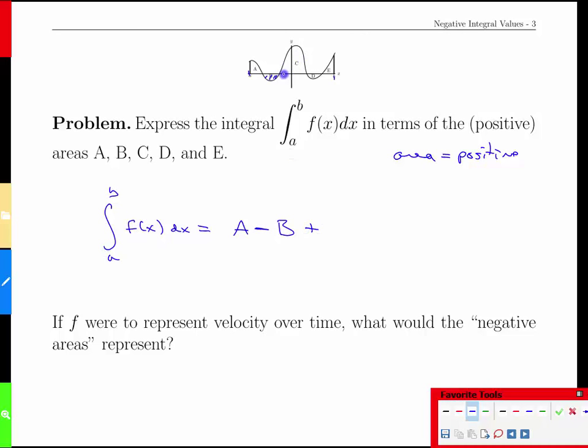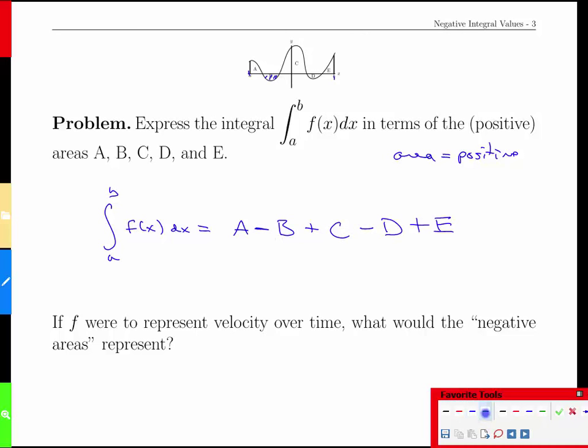Then whatever the area is in c, it's made up of function values that are positive, so it would add to the total, and then whatever the area is in d, it's represented by negative function values, so we'd subtract that from the total. And finally, we would add e on the end. Now, depending on your experience so far, you might think, why are we doing negative things? What sense does that make?